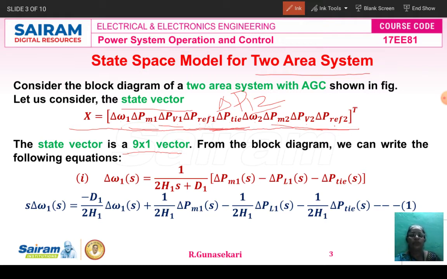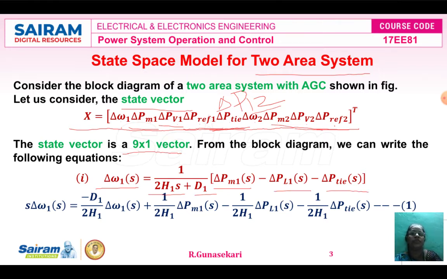From the block diagram we have to derive the equation. We already know that del omega 1 of s is nothing but the output of area 1. That is equal to 1 divided by 2H1s plus D1, which is only the generator model equation, plus D1 means generator plus load, which is equal to power system, into del Pm1 of s minus del PL of s and then del P tie of s.